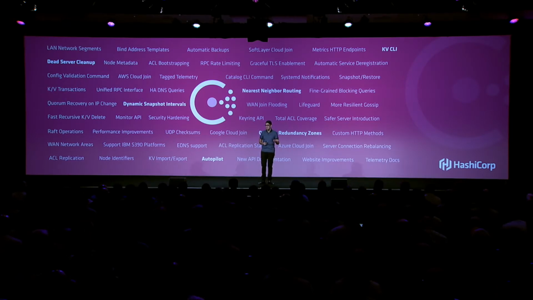And so what you'll end up seeing then is a huge set of features and capabilities that we're constantly adding to support this. So this is just a small preview of all the things that Consul has gained in just the last year.